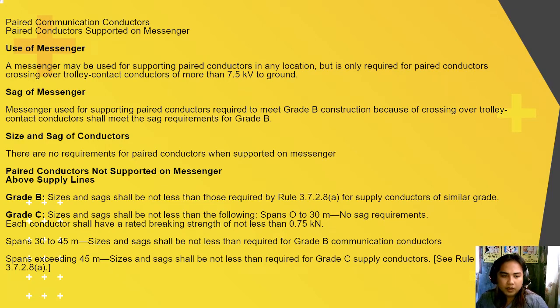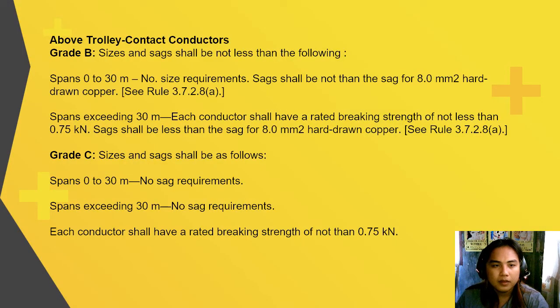And for the spans 30 to 45 meters, sizes and sag shall be not less than required for grade B communication conductors. For spans exceeding 45 meters, sizes and sag shall be not less than required for grade C supply conductors. Above track contact conductors, for grade B, sizes and sag shall be not less than the following.